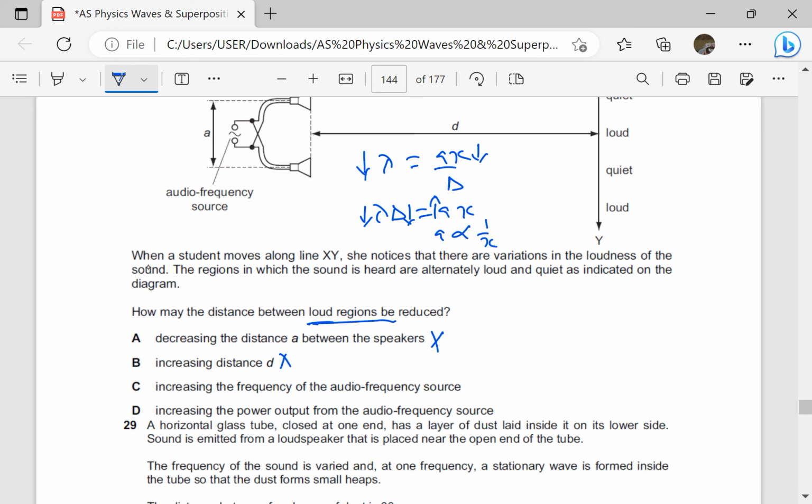Increase the frequency of the audio frequency source. If f increases, it means lambda decreases. And when lambda decreases, X also decreases. So it means the answer is going to be C.